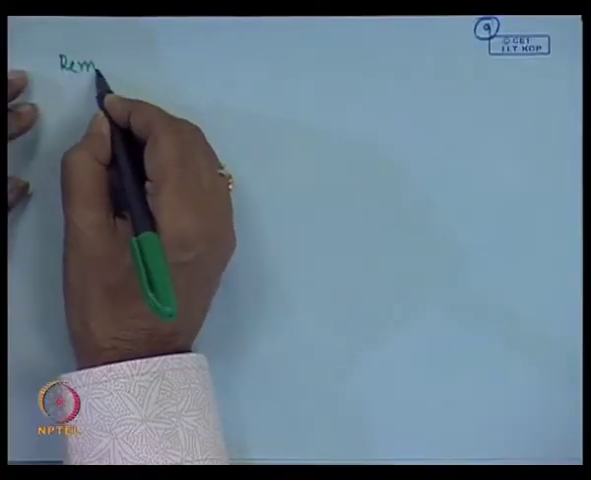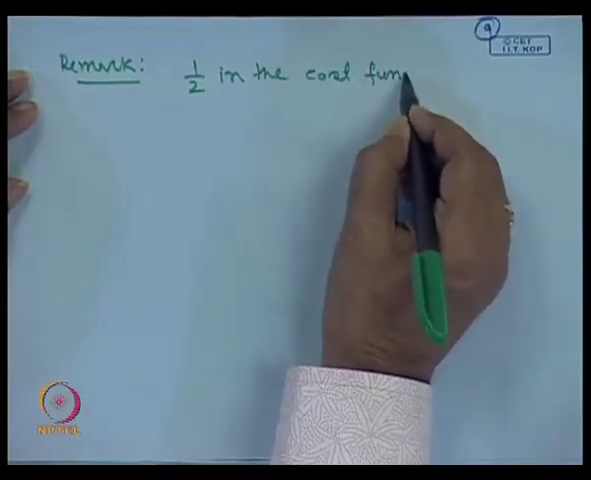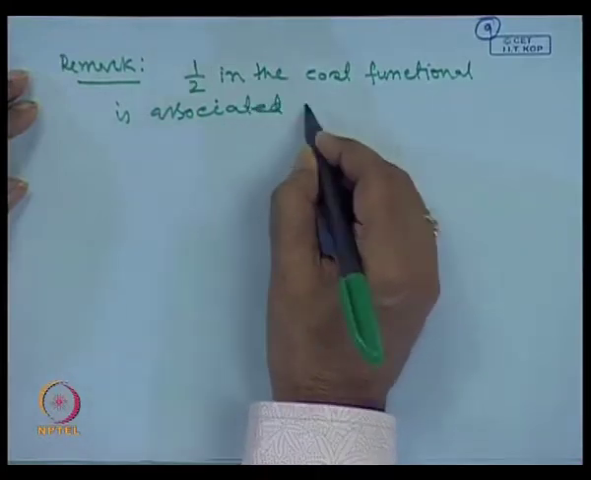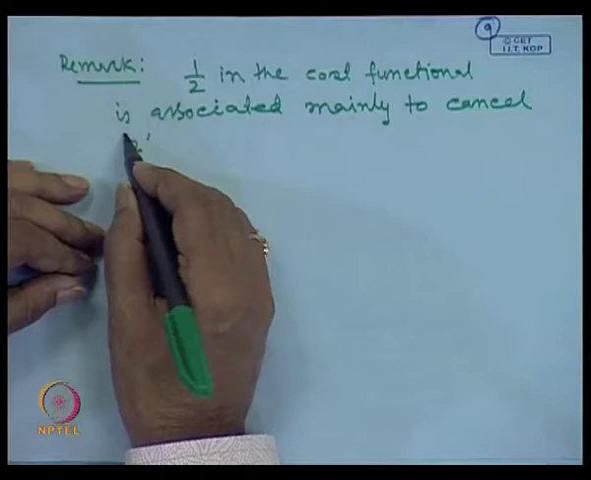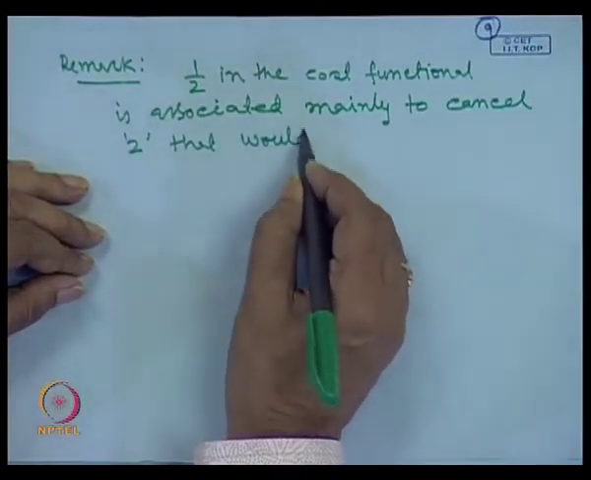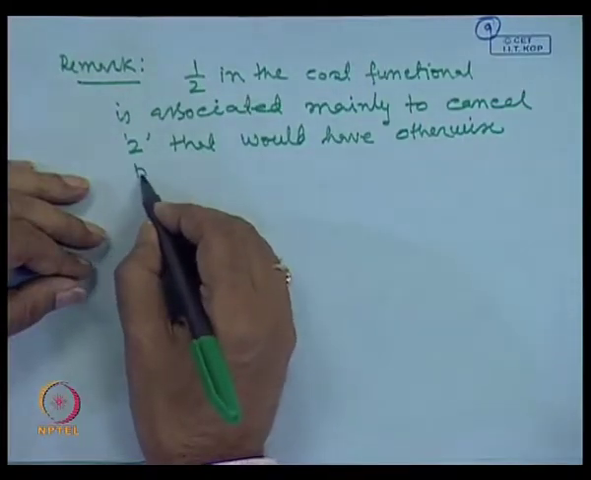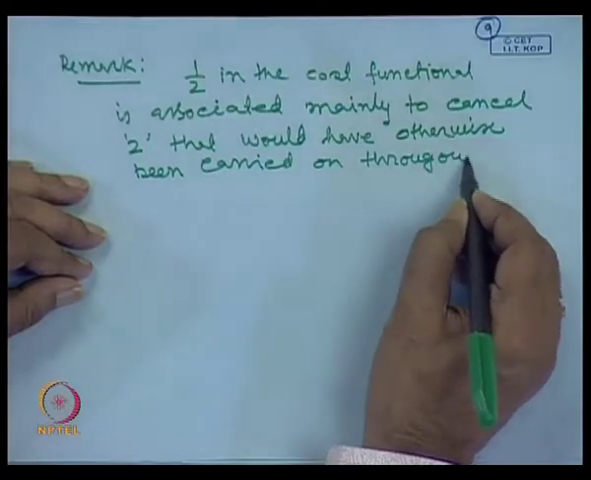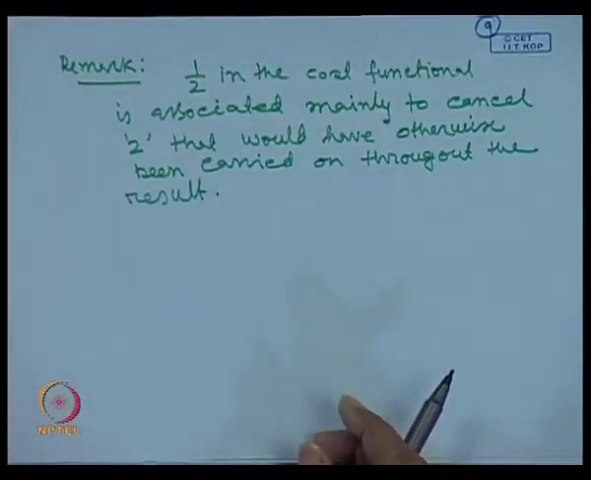Let us write it here as a remark: the half in the cost function is associated mainly to cancel the 2 that would have otherwise been carried on throughout the results or derivations.